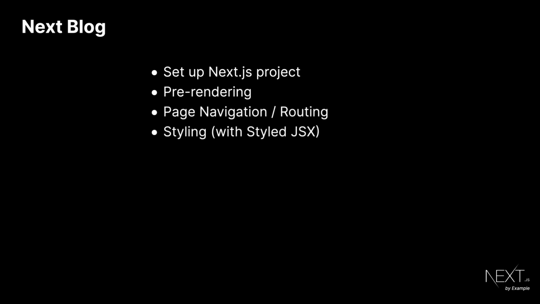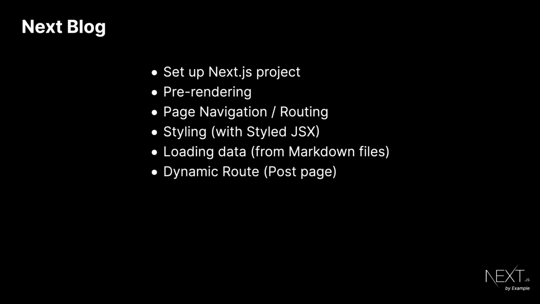We'll see how to style our components using a library called Styled JSX. A very important section explains how to load data in a Next.js page. In this example, we'll read the data from local Markdown files, but the concepts we learn here will be useful in many other cases, like if we want to fetch data from a web API. Then we'll see how to build a dynamic route that allows us to use the same component for generating multiple pages, in this case for all our blog posts.